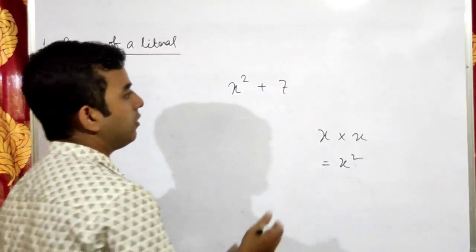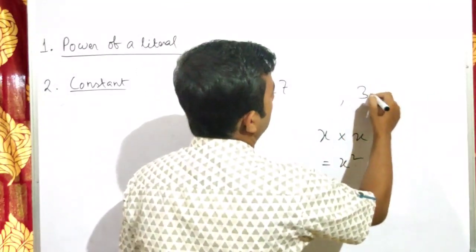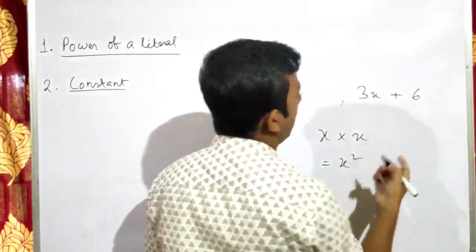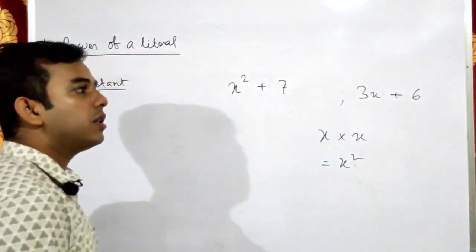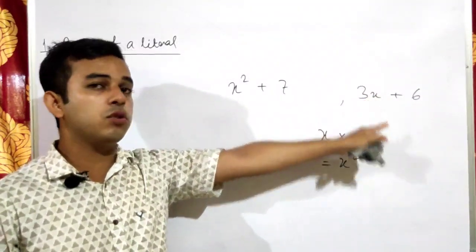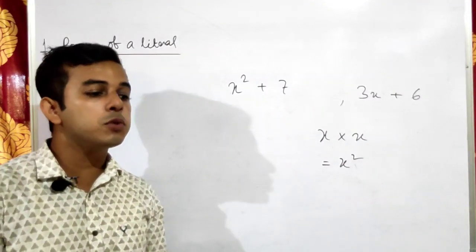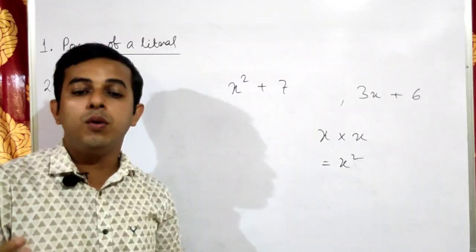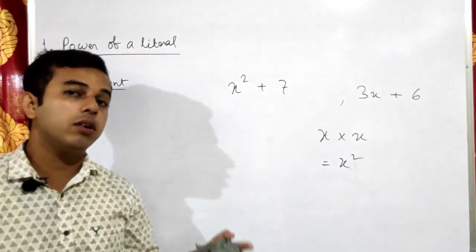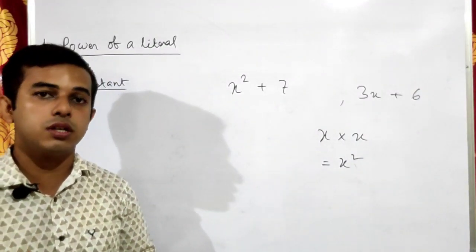Let's take one more expression if you have any doubt. For example, 3x plus 6. Here which one is constant? This 6 is constant, because here 3x is not a constant term, because these are variables. Variable means what? Varies. The value which varies, these are known as variables. Okay, and the value which doesn't vary, that is, remains constant, these are known as constant.